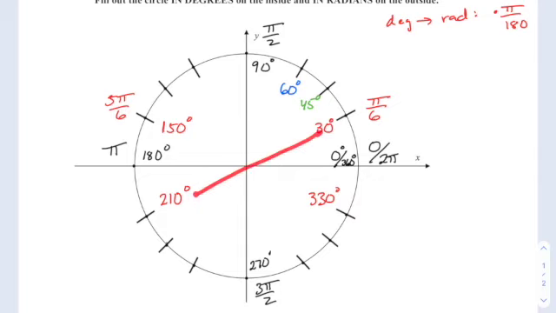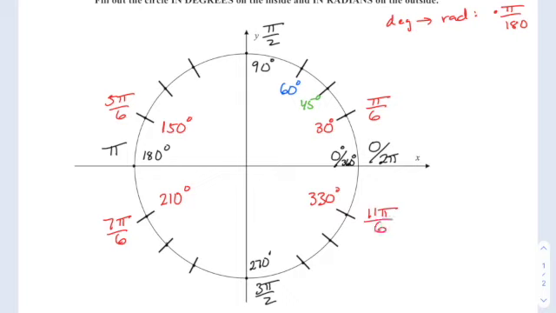210, isn't that just 30 times 7, right? 3 times 7 is 21, so 210, so pi over 6 times 7, 7 pi over 6. And 330 is just 30 times 11, right? 3 times 11 is 33, so that would be 11 pi over 6.